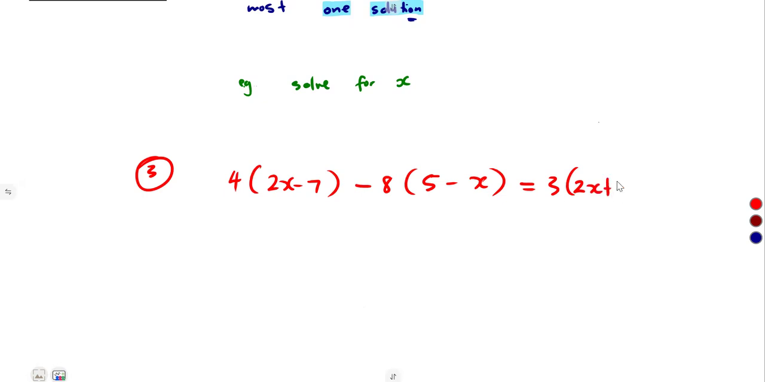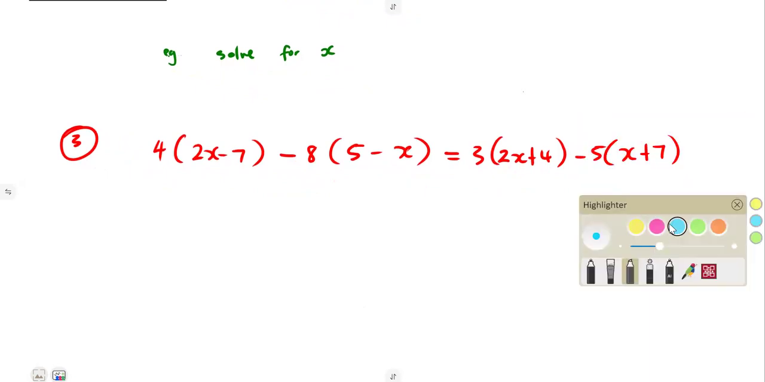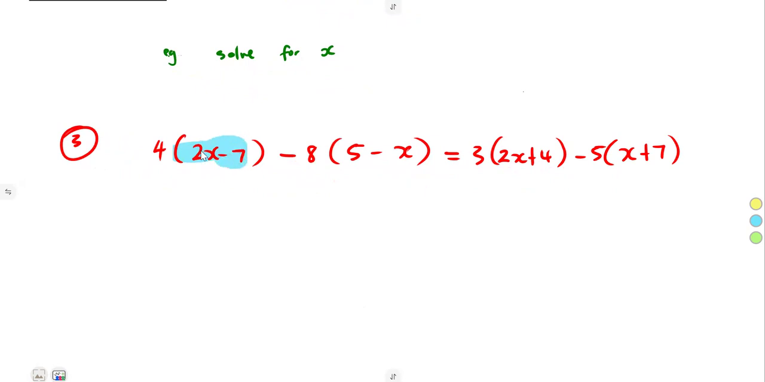In this case, let's consider another one. Solve for x again. So you're going to have 4 into 2x minus 7, minus 8 into 5 minus x, is equal to 3 into 2x plus 4, minus 5 into x plus 7. So this is what we are given and we want to solve for x. As we can see, there are so many brackets. Expand those. Here, there's a bracket. Here, there's a bracket. Here, there is a bracket. Here, there's also a bracket.